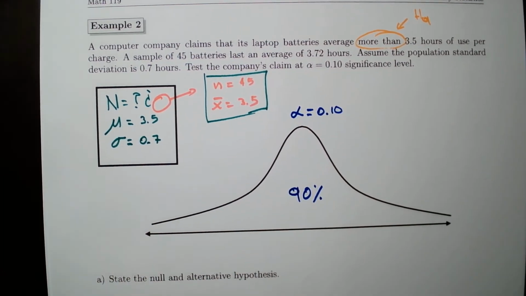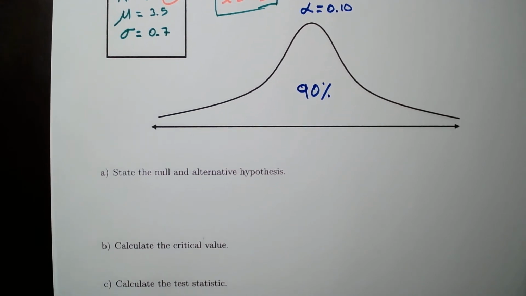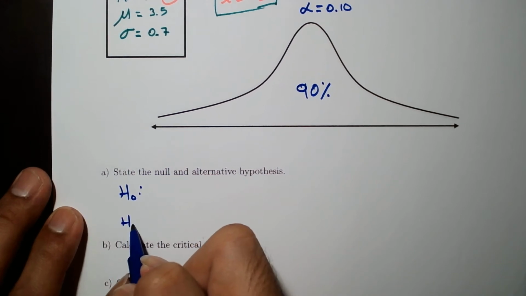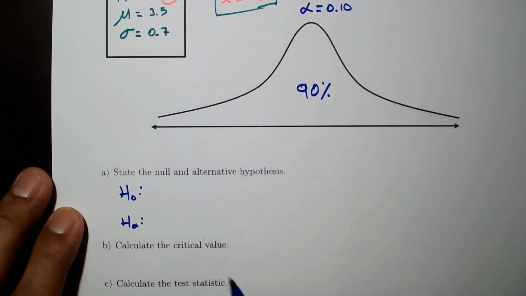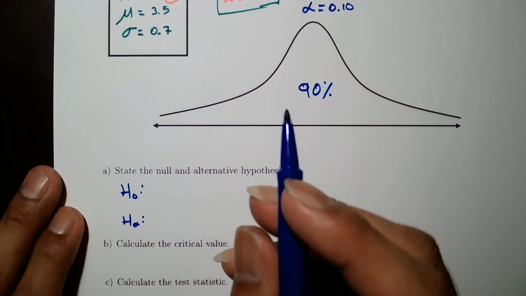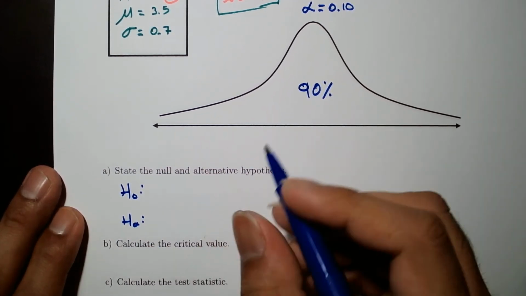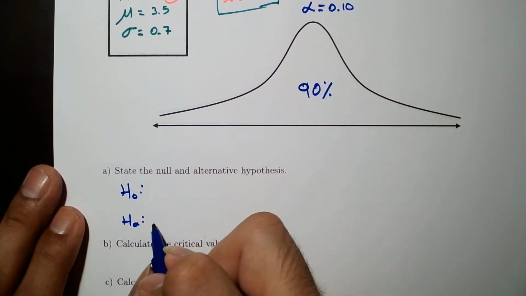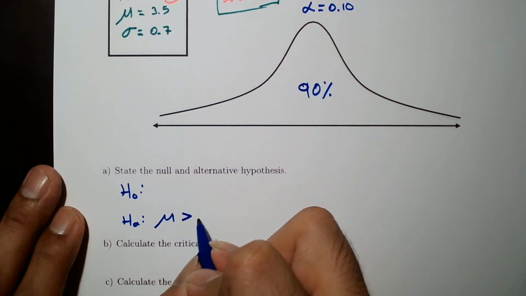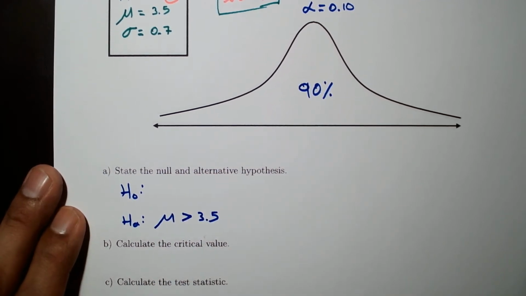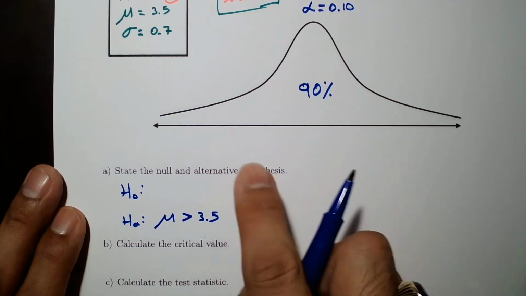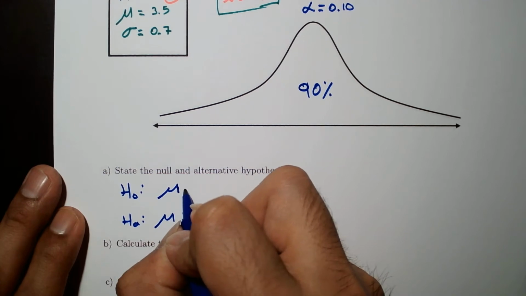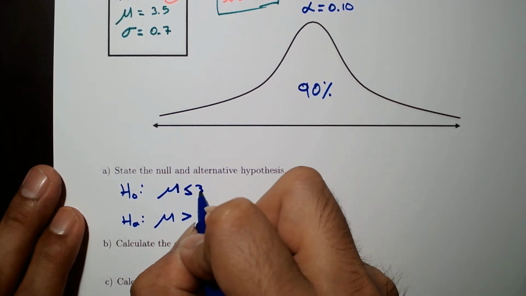Okay, so let's state our H0 and our Ha. The H0 is the null hypothesis, and the Ha is the alternative hypothesis. In this case, the alternative hypothesis is given in the sentence at the beginning of the exercise, in which the mean is greater than 3.5. So the logical opposite of this statement is mu less than or equal to 3.5.